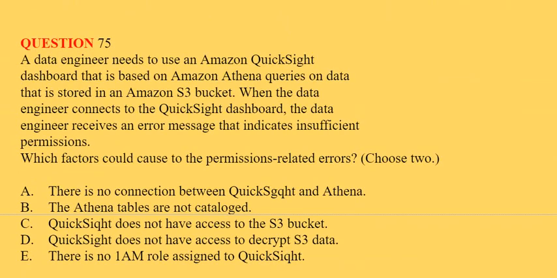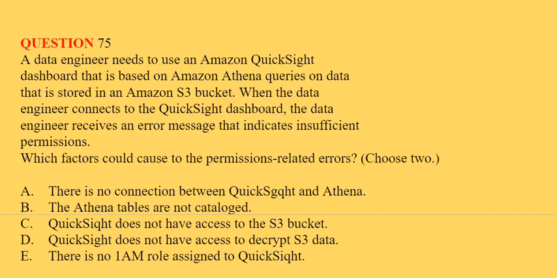Question is, a data engineer needs to use an Amazon QuickSight dashboard that is based on Amazon Athena queries on data that is stored in an Amazon S3 bucket. When the data engineer connects to the QuickSight dashboard, the data engineer receives an error message that indicates insufficient permissions. Which factors could cause the permissions related errors?